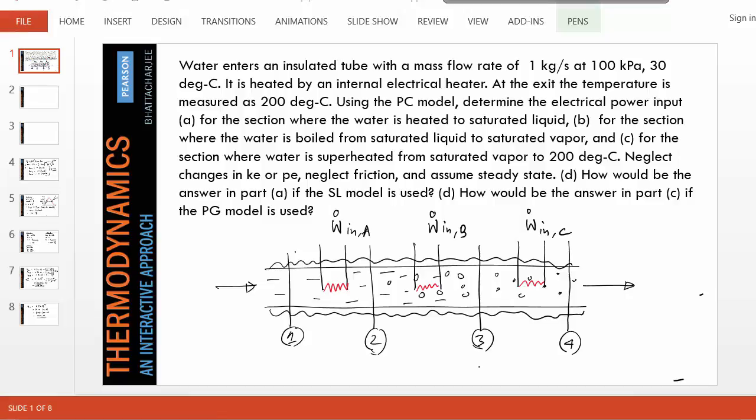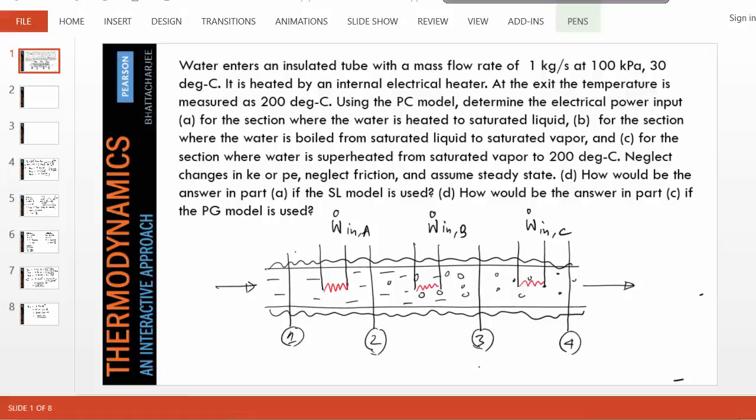Hello. We're going to solve an open steady problem involving a flow through a boiler tube. As water flows through the tube, it is being heated by electrical heating in three different sections. In the first section, the water goes from 30 degrees Celsius to saturated liquid at state 2. Then it's heated even more to saturated vapor at state 3. And finally, it's heated to a superheated vapor at state 4. So we have to find the electrical work transfers.